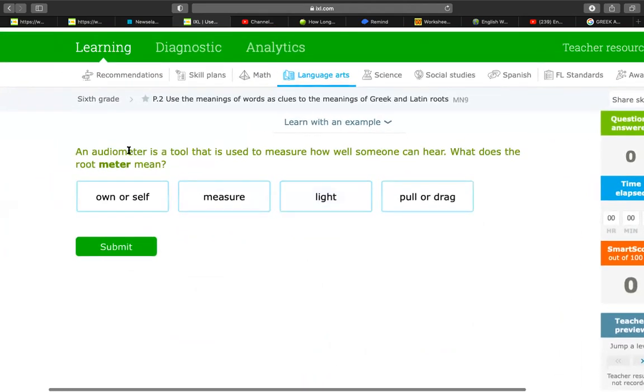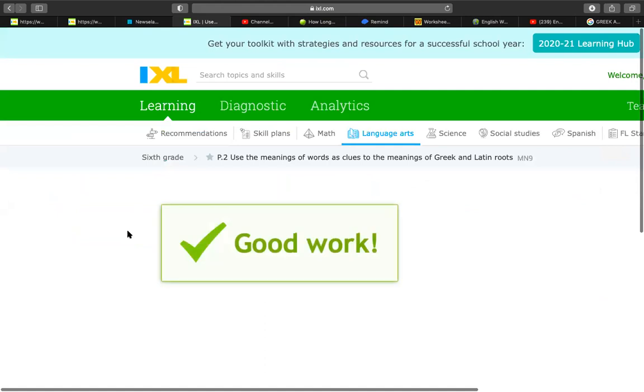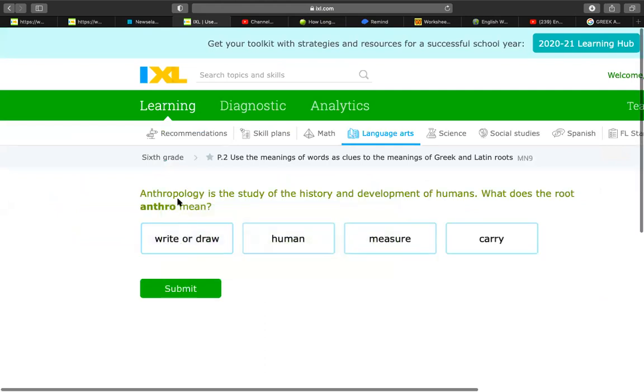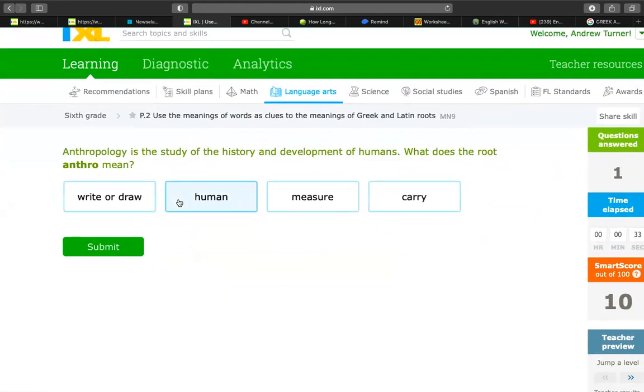An audiometer is a tool that is used to measure how well someone can hear. What does the root meter mean? Measure. It is a measure. All right. Anthropology is the study of the history and development of humans. What does the root anthro mean? Human.